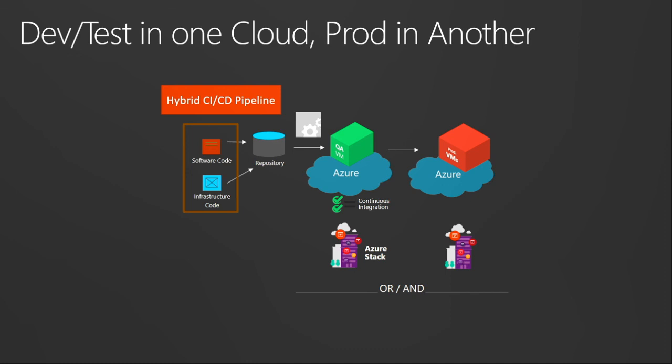What you see here is what we call dev and test in one cloud. For example, you can have your development team running on Azure when they don't have any requirement, for example, for data locality, but then the production environment is on-prem. You can also do it the other way around. You can have your production environment on-prem, and then you deploy your dev and test on-prem and your production environment on Azure if you need the larger scale.